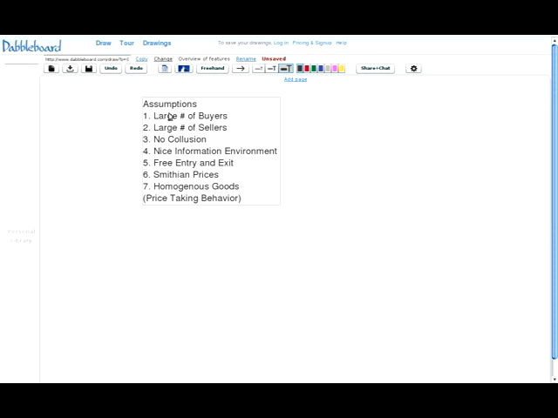The second aspect of the nice information environment is that everybody in the market, buyers and sellers, has the same understanding of the good. So it's something like an apple. Everybody knows what an apple looks like. Everyone knows what makes a good apple. Everyone can identify a bad apple.